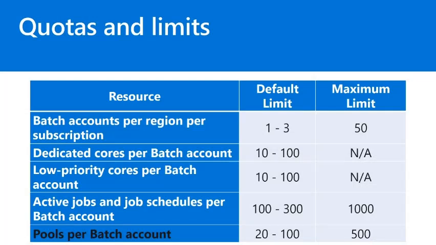So you have some quotas and limits. Batch accounts per region per subscription: 1 to 3. Default limit maximum 50. Dedicated cores per Batch account: 10 to 100. Maximum limit not available. Low priority cores per Batch account: 10 to 100. Active jobs and job schedules per Batch account: 100 to 300. Pools per Batch account: 20 to 100.